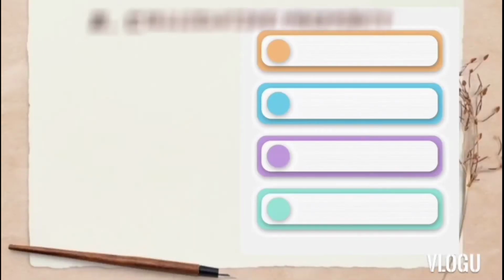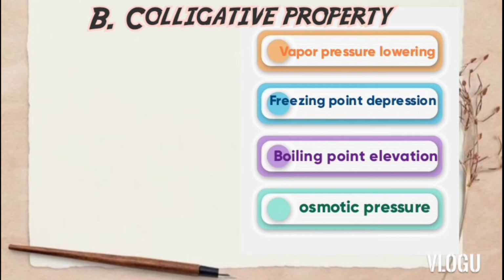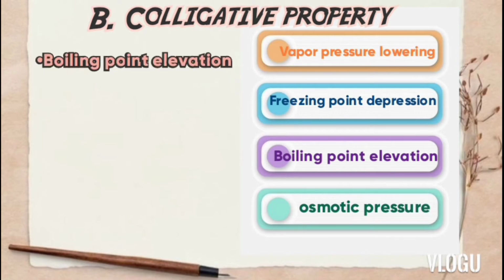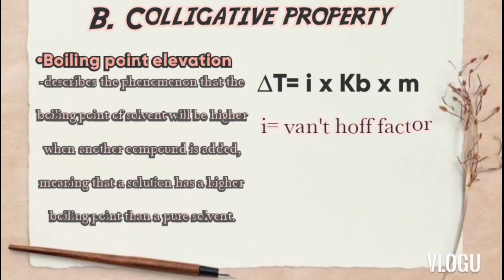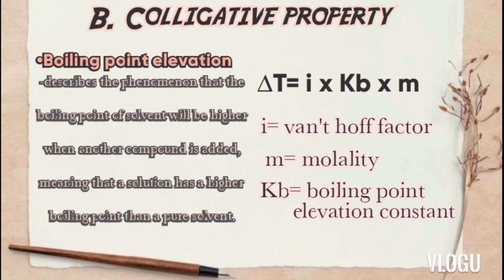Our next example is colligative property, specifically the boiling point elevation. So what is boiling point elevation? It describes the phenomenon that the boiling point of a liquid will be higher when another compound is added, meaning that a solution has a higher boiling point than a pure solvent. So the formula of boiling point elevation is delta T equals i multiplied by Kb multiplied by m, where i is the Van 't Hoff factor, m is the molality, Kb is the boiling point elevation constant.